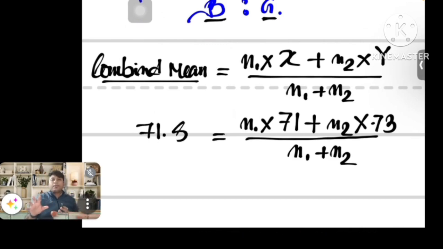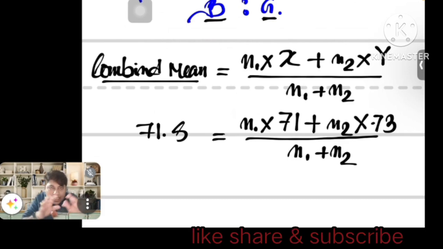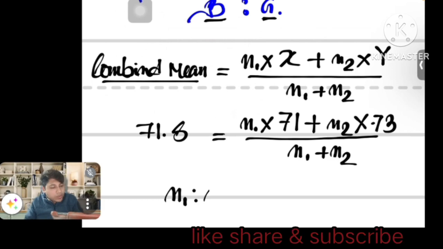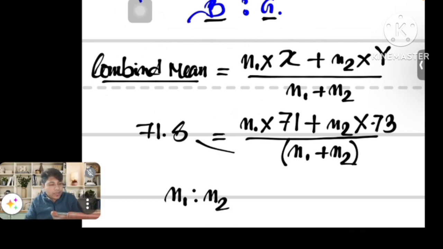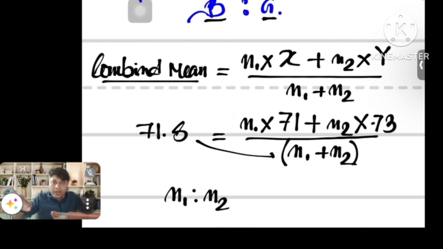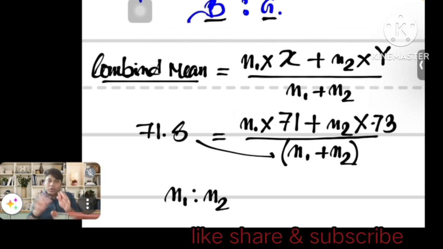Now this question looks very familiar. By solving this linear equation, you just have to calculate one thing, the ratio between N1 and N2. Very clearly, I hope you can do this now. If you cross multiply this value with N1 and N2, then all N1 will be on one side and all N2 on the other side, then just divide N1 by N2 and you'll get the ratio between N1 and N2.